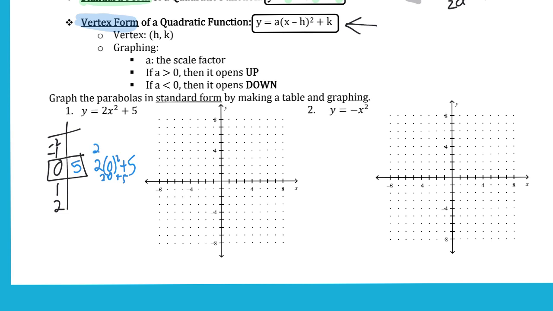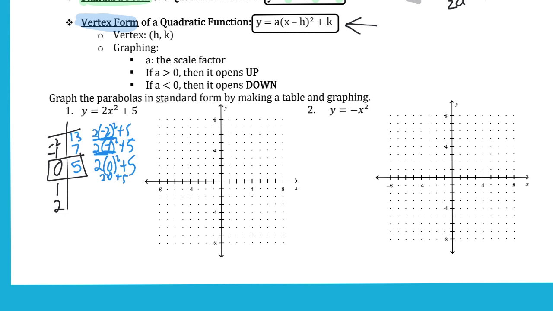We're going to do 2 times negative 1 squared, and then add 5. So negative 1 squared is 1, and you double it, so that's 2, and plus 5 is 7. You're going to do 2 times negative 2 squared. Negative 2 squared is 4, times 2 is 8, and then add 5, and that's 13.